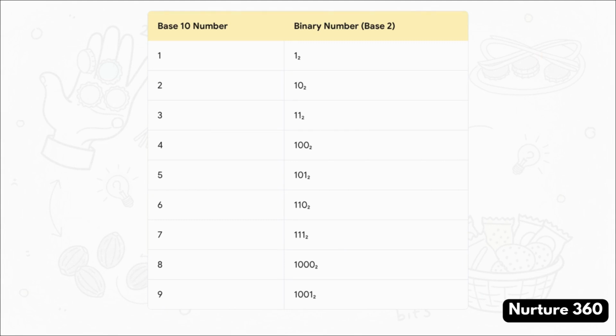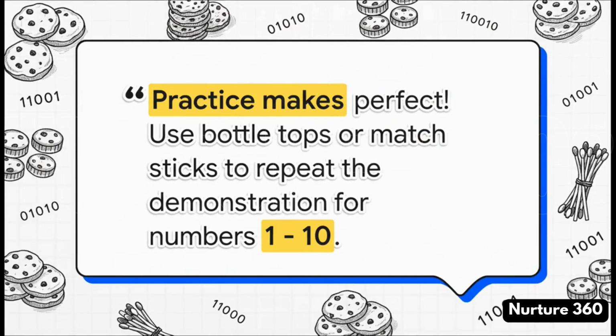So, how'd you do on the challenge? Did you get that 4 is 100 and 7 is 111? If you did, awesome. If not, no worries. Keep this chart as your guide. You gotta remember, just like with any new language, the key is practice. You've heard it a million times. Practice makes perfect. And it's really true here. So I encourage you, grab those bottle tops or matchsticks and see if you can work your way through this whole chart all on your own.